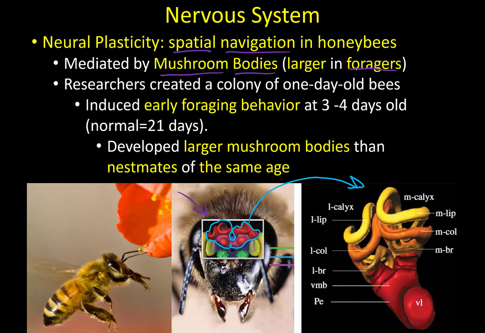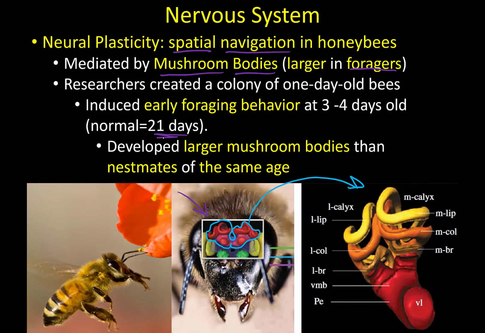So to see what the effect of the actual act of foraging was on mushroom body development, researchers created a very special colony of bees. Now, usually, honeybees, right after they emerge from their cells as adults, stay in the colony for the first 19 to 21 days of their lives. They act as nurse bees for other juveniles, they help keep the colony clean, and it isn't until they're about 21 days old that they actually leave the colony for the first time and go try to find food.